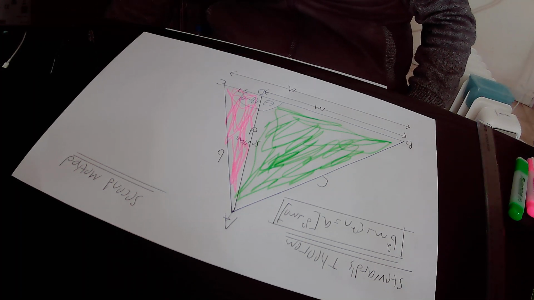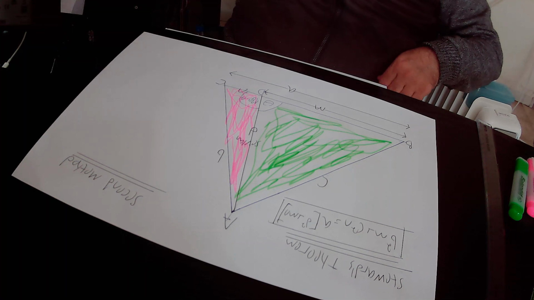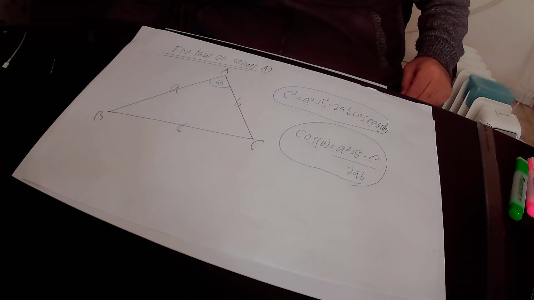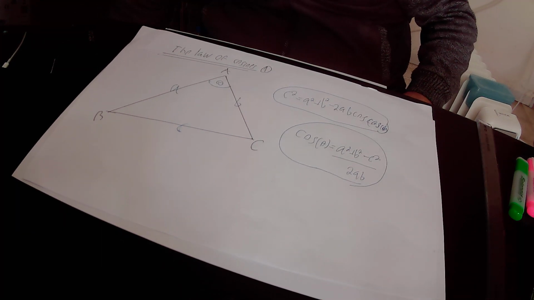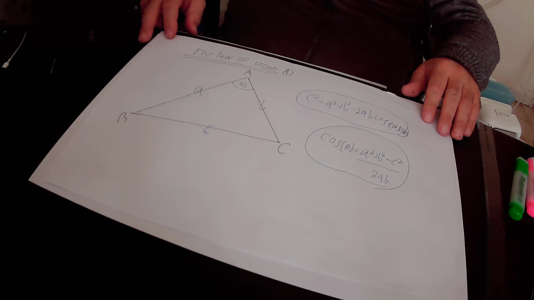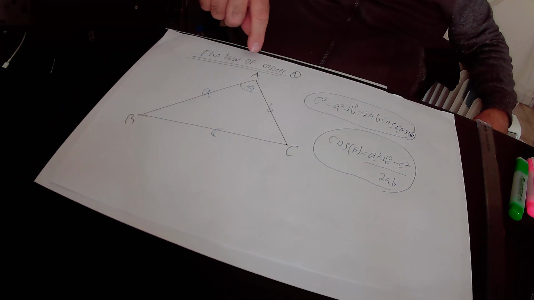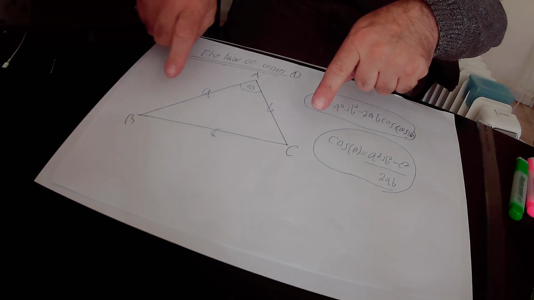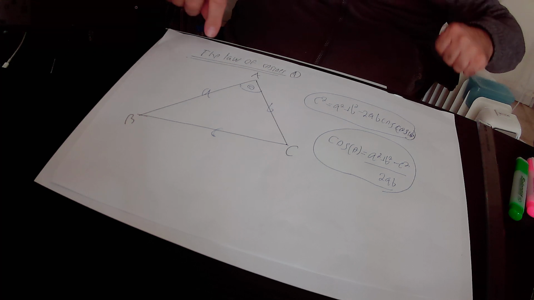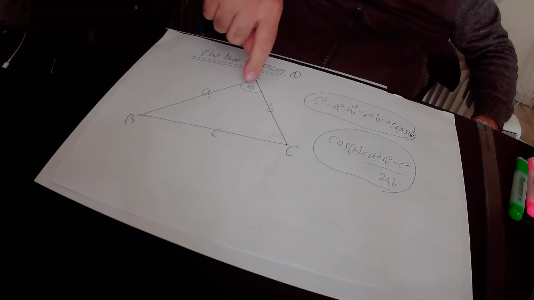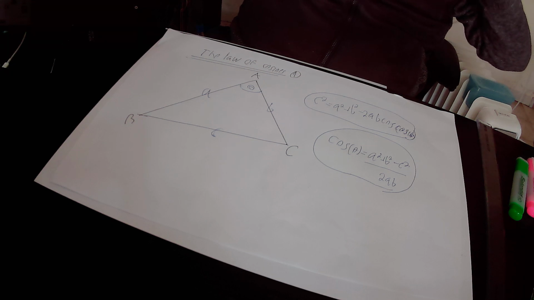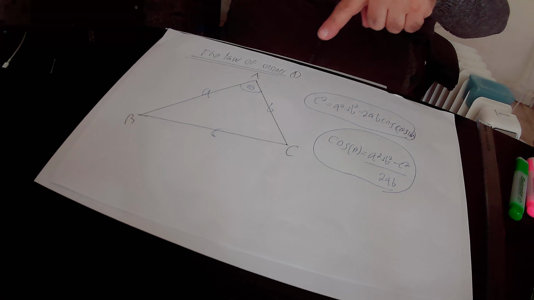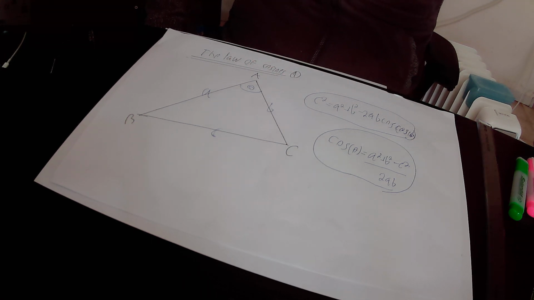Actually, the law of cosines is true in any triangle. So this triangle ABC could be any triangle. The length of side AB is a units, the length of side AC of triangle ABC is b units, and side BC equals c units, and also we know that the angle BAC equals theta. Then according to the law of cosines, c square equals a square plus b square minus 2 times a times b times cosine theta.